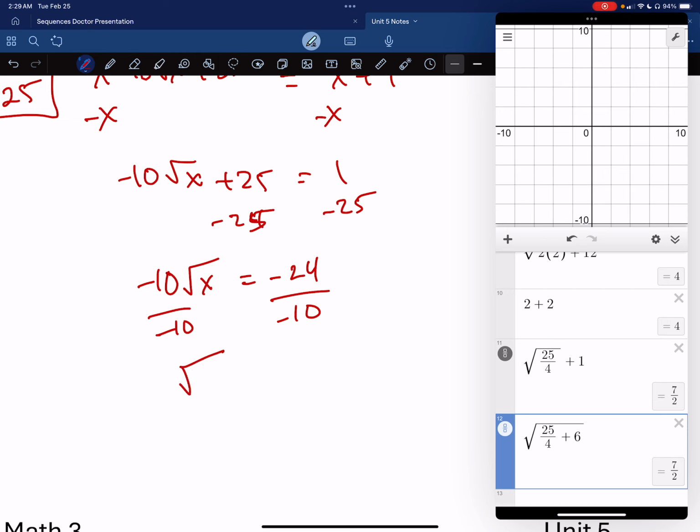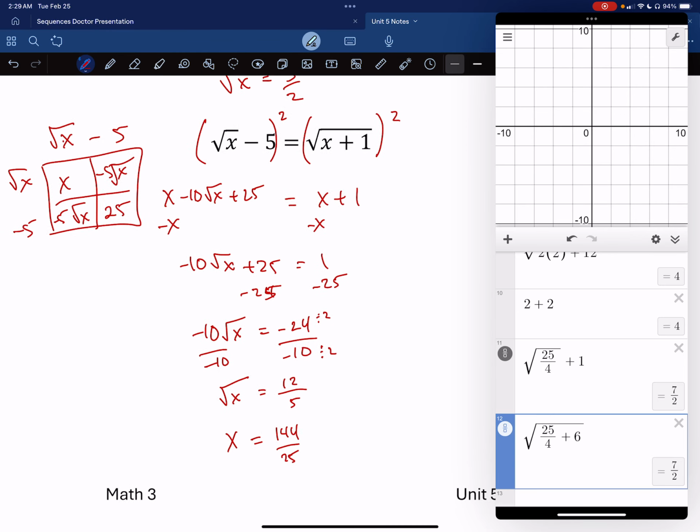We have square root of x equals, we can simplify this, that's going to be positive. And you can simplify the top and bottom by dividing by 2 on both of those. So it'd be 12 over 5, and that's all the simplification we can do. Square both sides, we're going to be left with 12 squared is 144, 5 squared is 25.